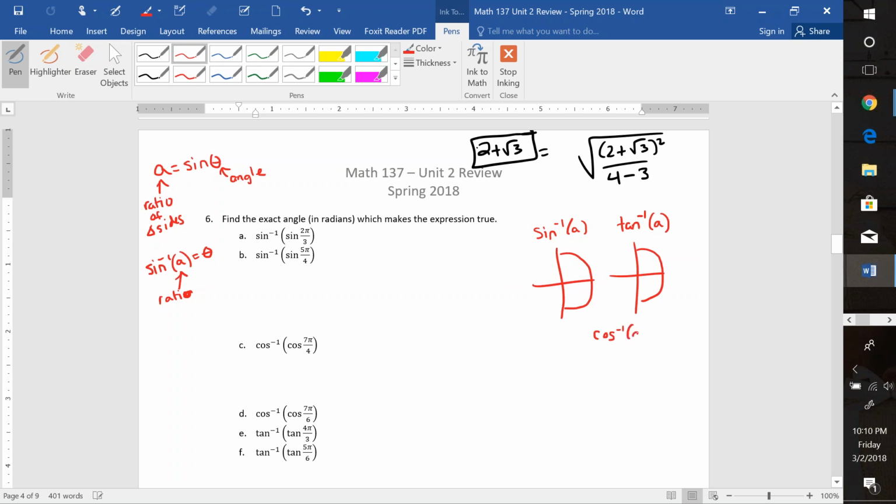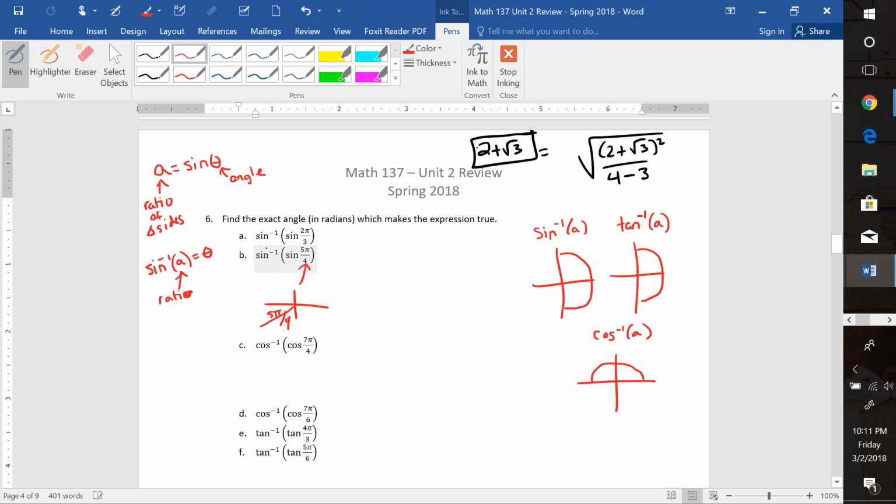Cosine is a little different, because if you do 1 and 4, they're both positive ratios. So we do 1 and 2, where cosine is positive over here, but the ratios are negative over here. So this is just what we have to keep in mind when we're working with these problems. So notice 5 pi over 4, you need to locate that actual angle. So 5 pi over 4 would be in quad 3.